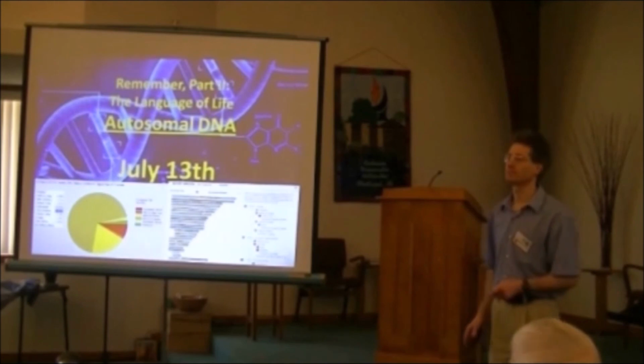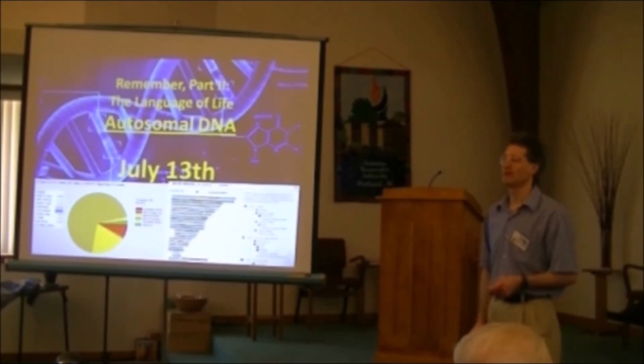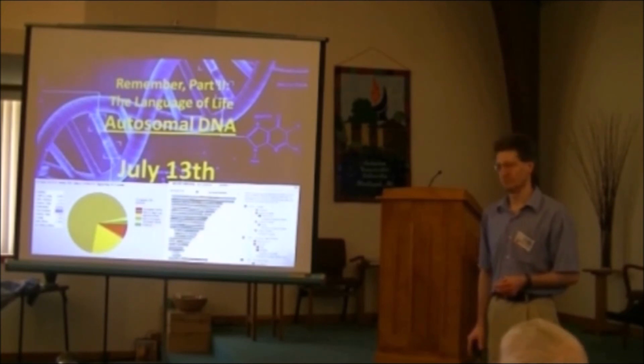I just want to clarify, the biggest difference between autosomal DNA and the Y and the mitochondrial is that the only changes we get from mitochondrial and the Y are the mutations over time. With autosomal, you can get it from either parent, and that means there's also crossover happening. So these things recombine in different ways, so they have a lot more complexity.